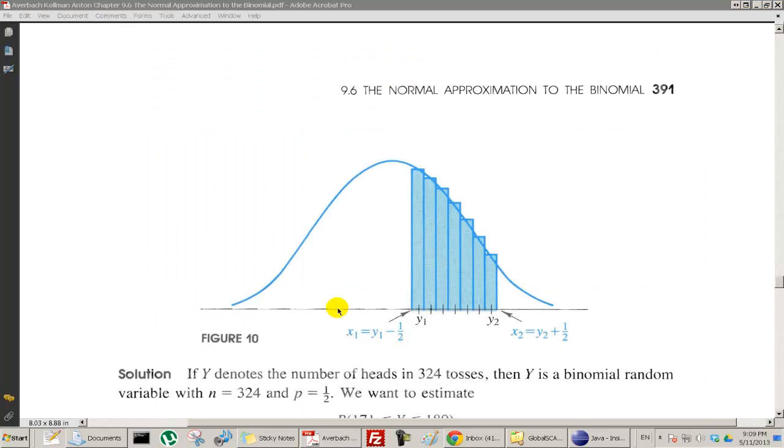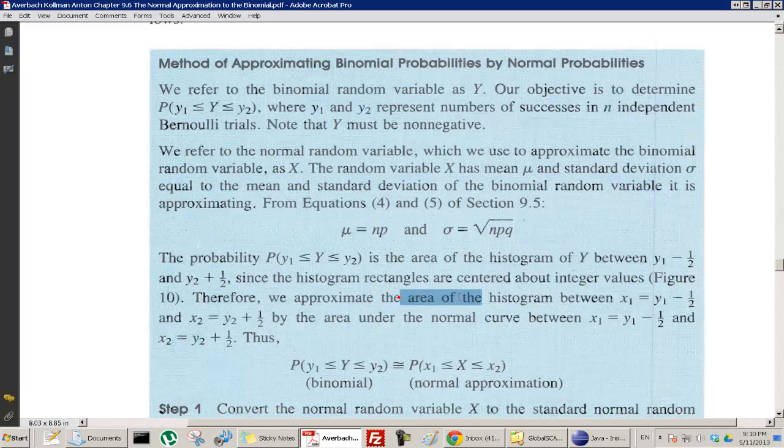Let's see figure 10. Okay, so here's figure 10. Here we have y1, going down by a half, and y2, going up by a half. Therefore, we approximate the area of the histogram between x1 equal to y1 minus a half and x2 equal to y2 plus a half by the area under the normal curve between these same values. Thus, the probability that y is between y1 and y2 is the probability that x is between x1 and x2, given by these x1 and x2.